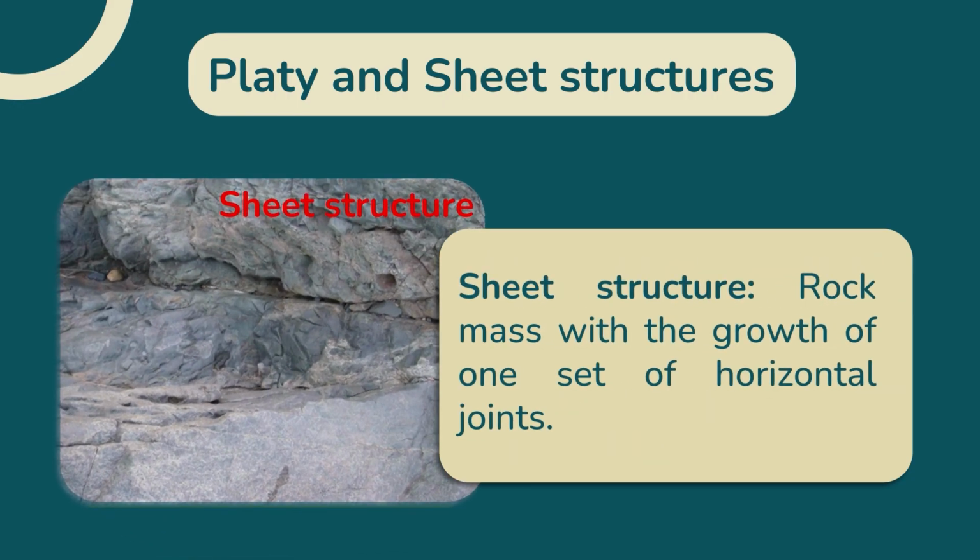Whereas sheet structure, you see this is a horizontal sheet, this is another horizontal sheet. Sheet after sheet is lying on the ground. We call rock mass with the growth of one set of horizontal joints a sheet structure. Another important structure seen in volcanic rocks is the pillow lavas.